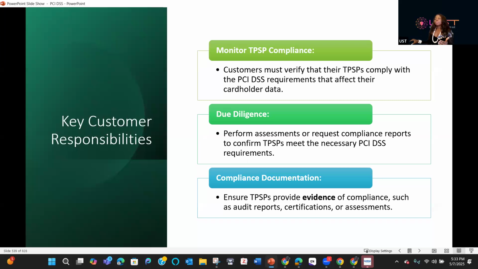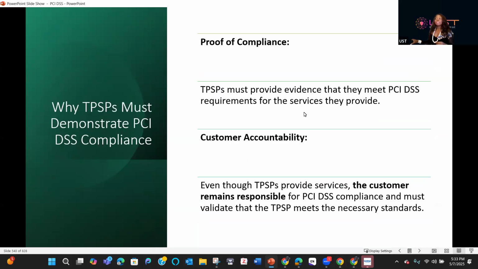And then you have compliance documentation, where you ensure that, of course, it's not all about ticking the box, but actually testing, getting those artifacts, actual artifact reports and certifications to be able to validate their efficiency or to make sure that they are able to protect your cardholder data. You also have proof of compliance, where, of course, they have to provide evidence that they meet PCI DSS requirements for the services that they provide.